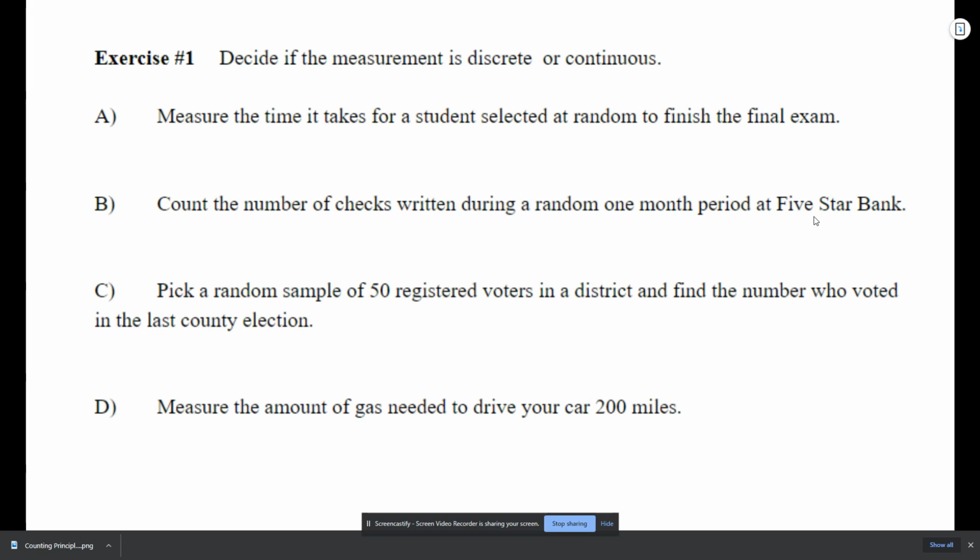So go through these, decide if the measurement is discrete or continuous. The time it takes to finish the final exam, that's continuous. It can be fractional amounts. Letter B, number of checks written, would be discrete. Letter C, pick a random sample of 50 registered voters, would be discrete. And the amount of gas needed to drive your car 200 miles would be continuous.